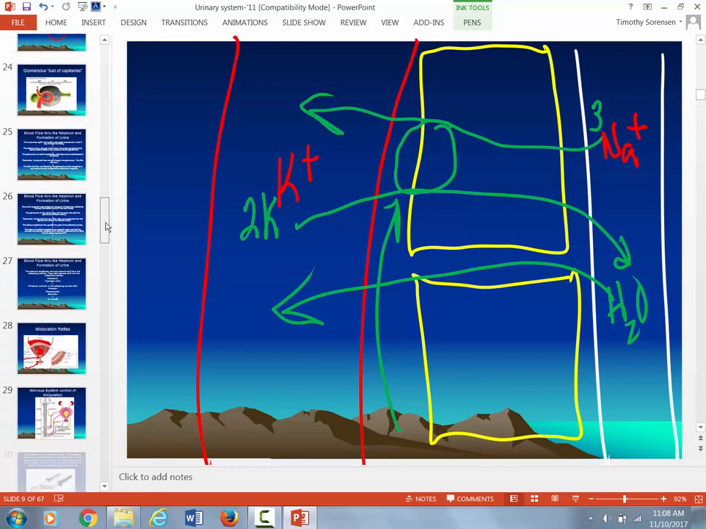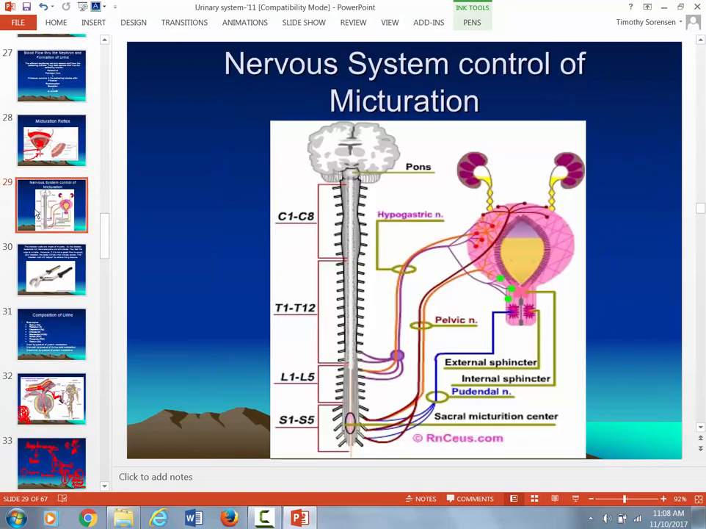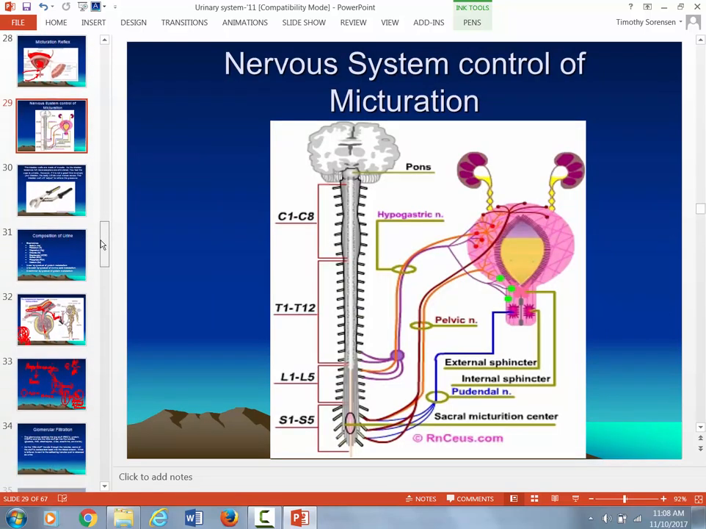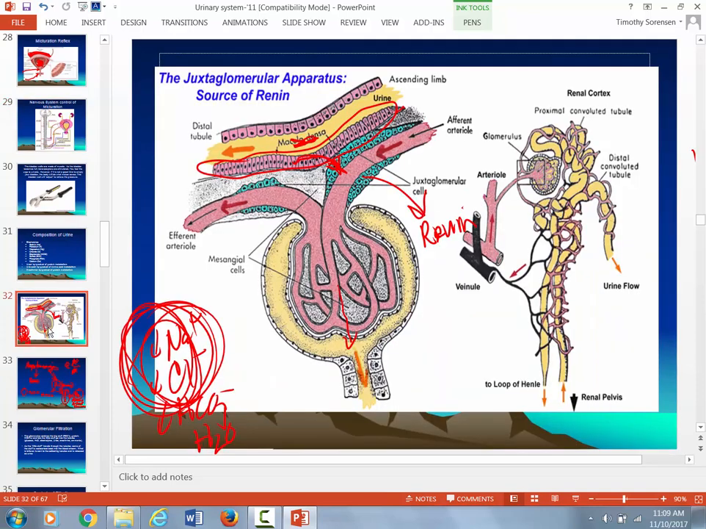Write this down. Never forget it. I tried to explain the juxtaglomerular apparatus. That's a little bit too much. So again, I'm going to simplify for you. You got me? Watch. One of the things that the kidney controls is long-term blood pressure.